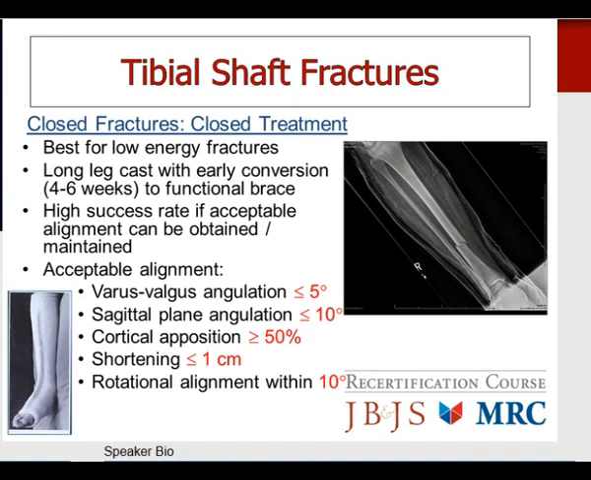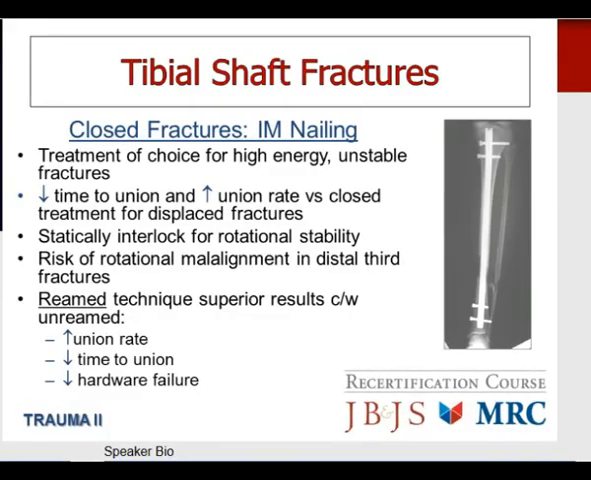You need to have at least 50% cortical apposition, less than 1 centimeter of shortening, and the rotational alignment needs to be accurate within 10 degrees. Intramedullary nailing has become the treatment of choice for high-energy, unstable tibial shaft fractures. Compared to closed treatment, nailing is associated with decreased time to union as well as increased union rate.